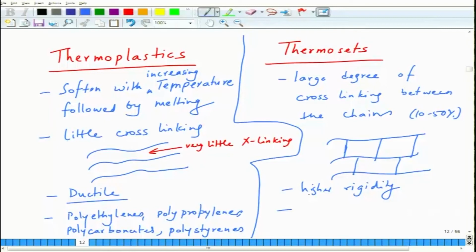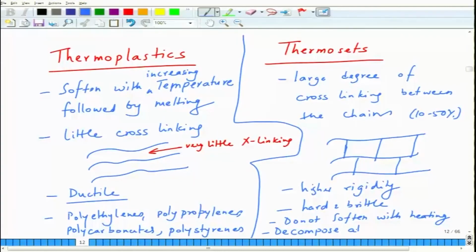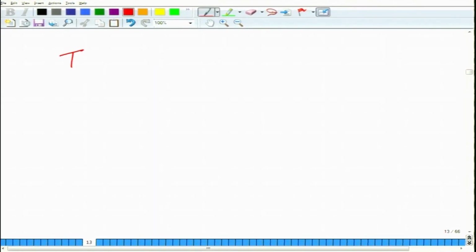So, they have higher rigidity, they are as a result hard and tend to be brittle, and they do not soften with heating. Okay. And they generally degrade at high temperatures, they decompose at higher temperatures. Okay. So, let me give you some examples of thermosets.